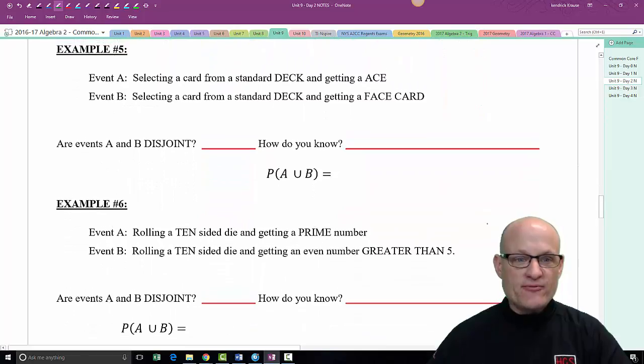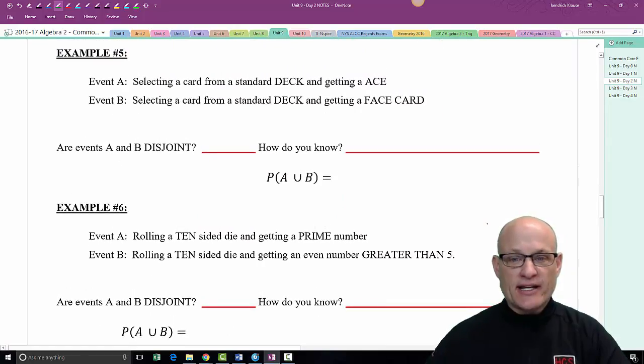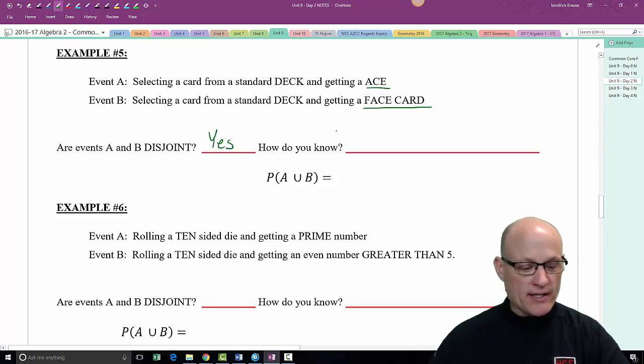Event A is selecting a card from a standard deck and getting an ace. B is selecting a card from a standard deck and getting a face card. Are the two events A and B disjoint? In other words, do they have nothing in common with each other? And the answer is yes, they are disjoint. Why? They have nothing in common.